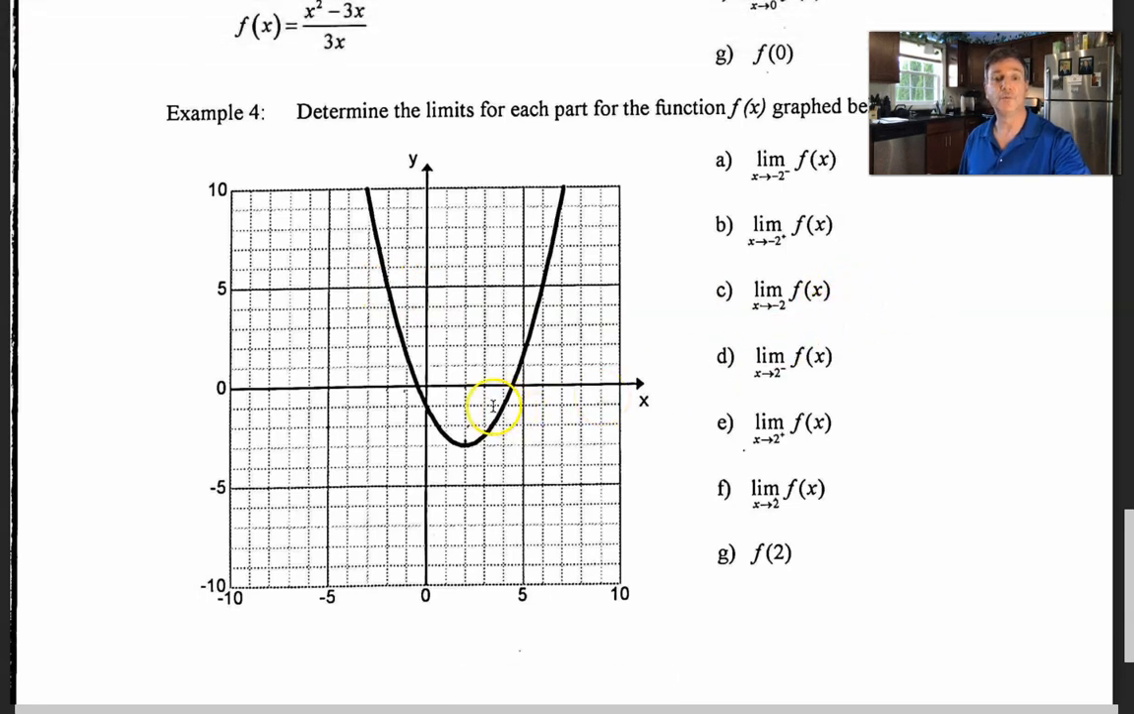Part D, as we approach 2 from the left, we're approaching 3. As we approach 2 from the right, the function is approaching 3 again, which means in part F, which is the two-sided limit, the answer is 3.